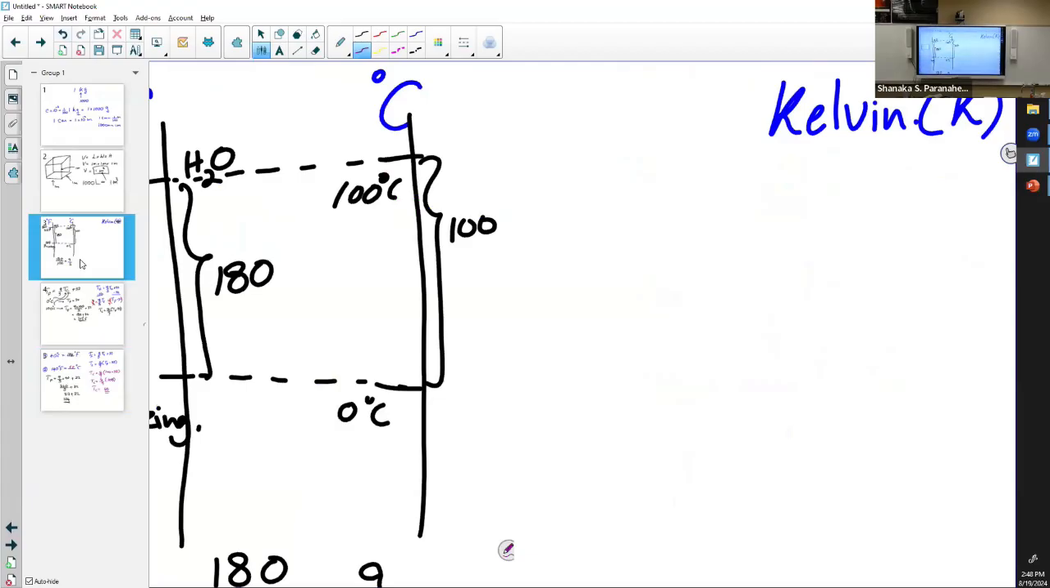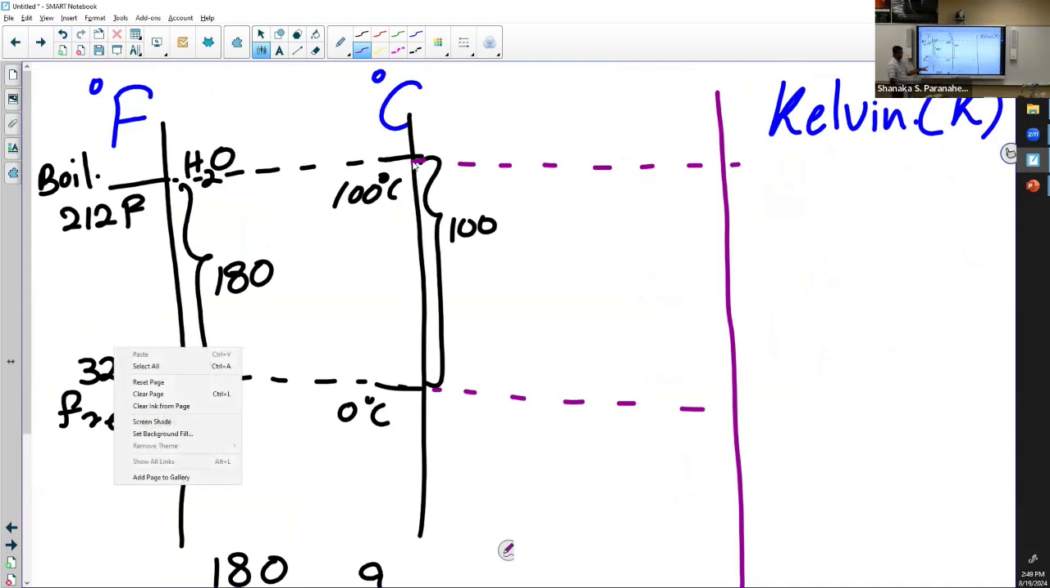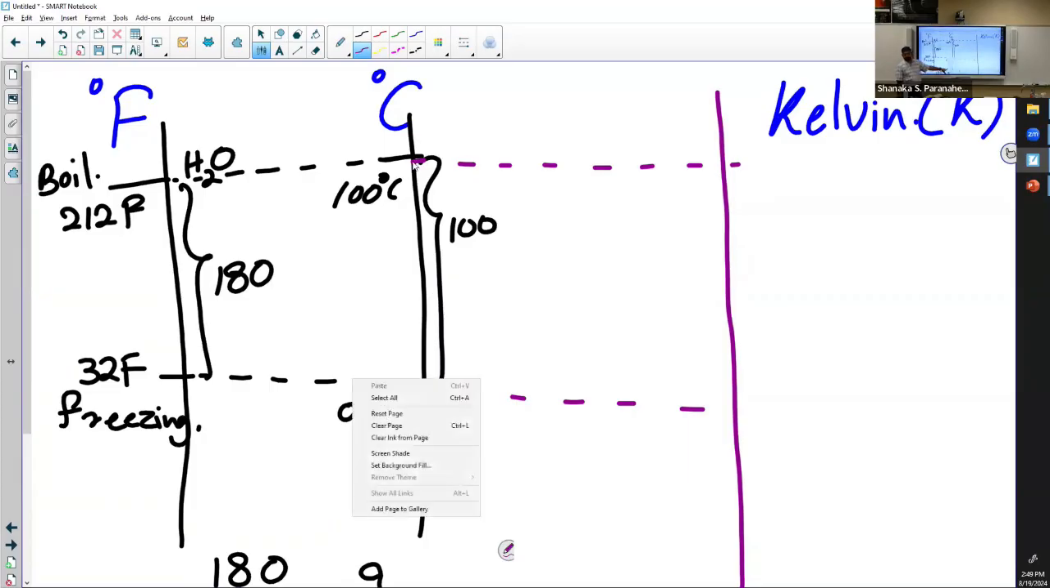So now we're going to talk about the third scale. The third scale is the Kelvin scale. Okay, my first question. Do we have any negative Fahrenheit values? Yes or no? Do we have any negative Celsius values? Yes or no? If we check the temperature in your freezer, it's going to be around negative 15 degrees Fahrenheit. There are negative values in both of these temperature scales.